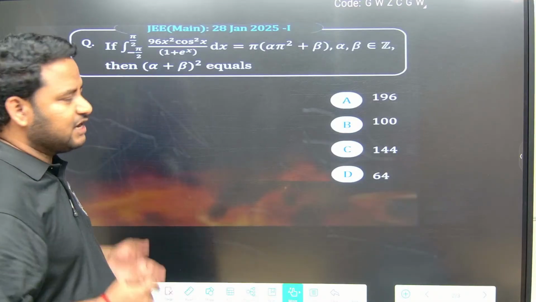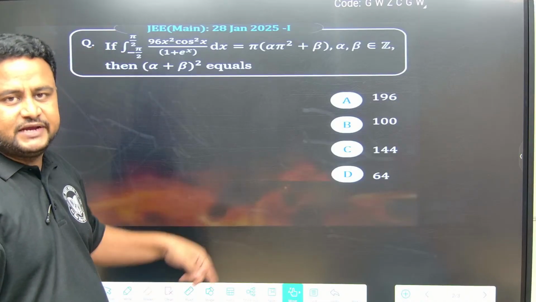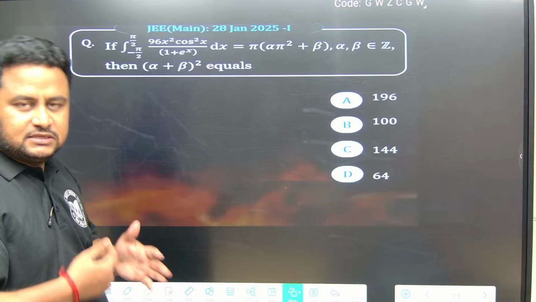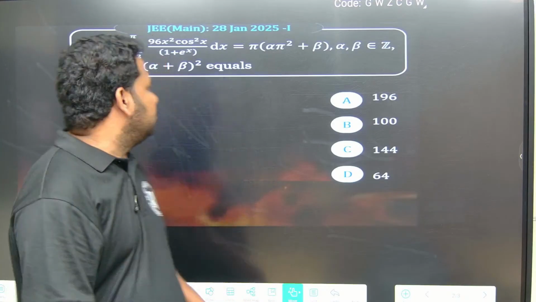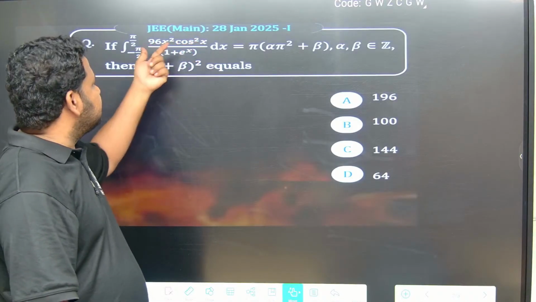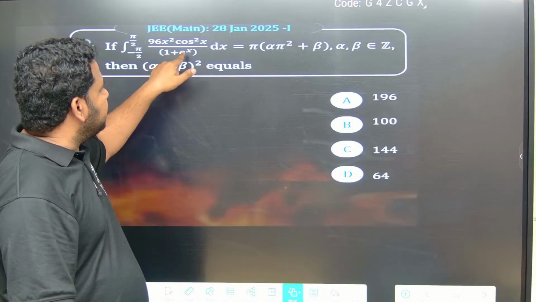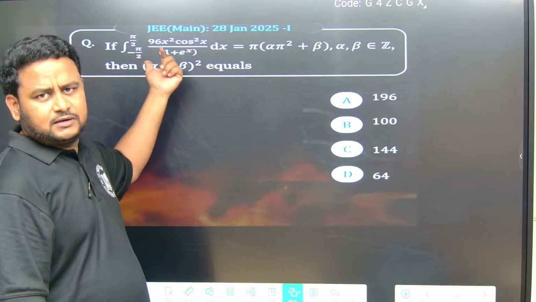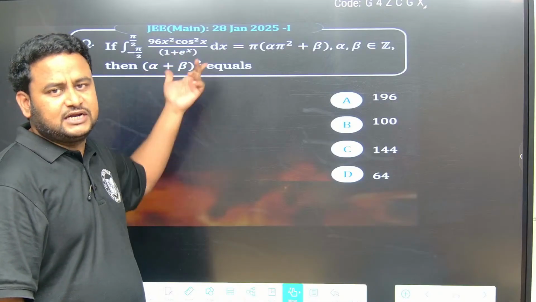First of all, we have to find alpha plus beta, right? Now, minus pi by 2 to plus pi by 2, this is nothing but minus a to plus a. For this type of question, we have to check whether it is odd or even. Definitely whatever is in the numerator is even. But what about the denominator, 1 plus e power minus x? I cannot say definitely whether it is odd or even. So I cannot use odd or even directly here.